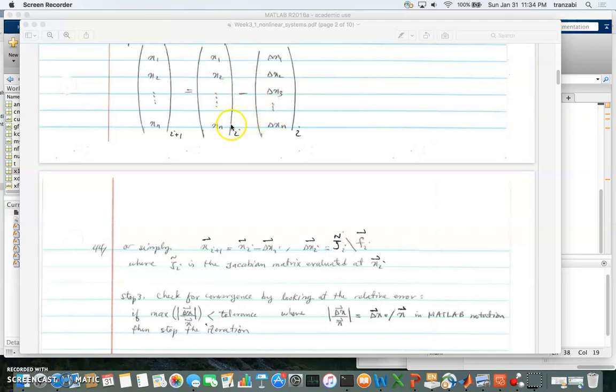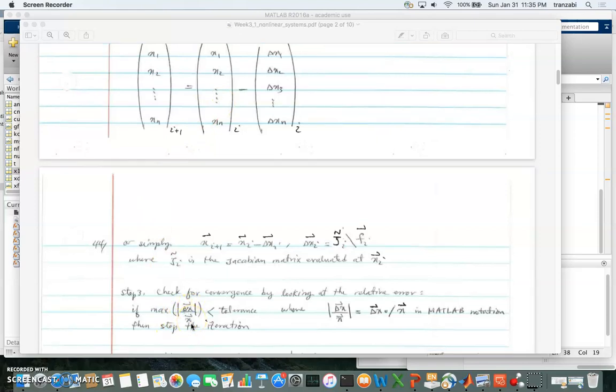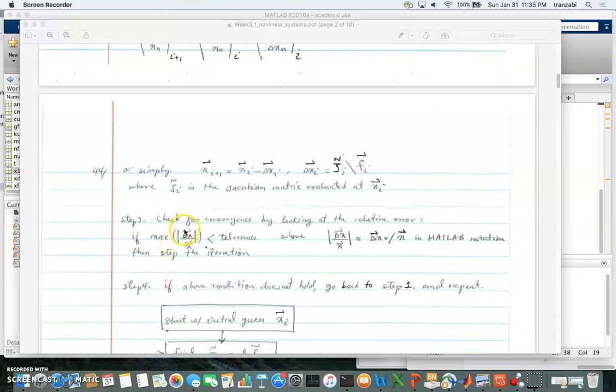By dividing this, we're going to find the maximum of all, which is going to be the only tolerance we use for the whole iteration. So we're not going to have n tolerances, we're going to have just one tolerance, and that's going to be the maximum of every delta x divided by the corresponding x. We can check this at every iteration.